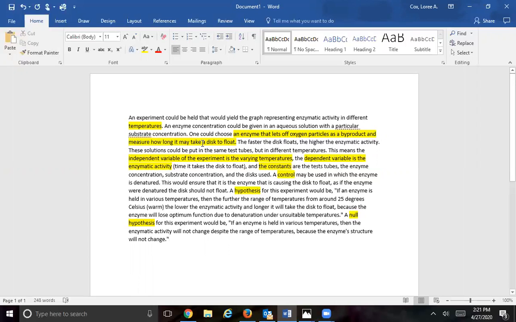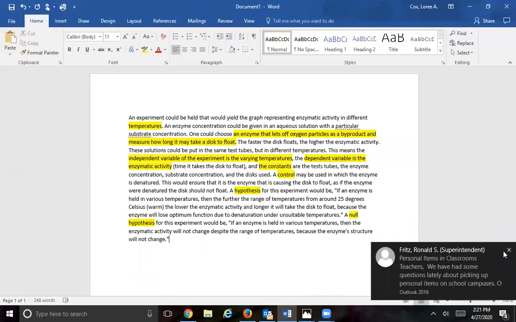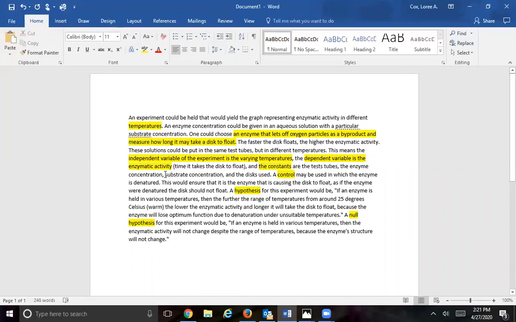So be specific. And then they gave an independent variable is going to be the varying temperatures. The dependent variable is the enzyme activity, times it takes the disc to float. Okay, then we were looking for constants. What things are we going to keep the same? The size of the test tube, enzyme concentration, substrate concentration, and the type of discs used. Right, then we needed a control, and the control group is the thing that you're not treating. So this could be a test tube with an enzyme that's been denatured, just to see if there's going to be a reaction happening at all in the test tube without the enzyme even being there.